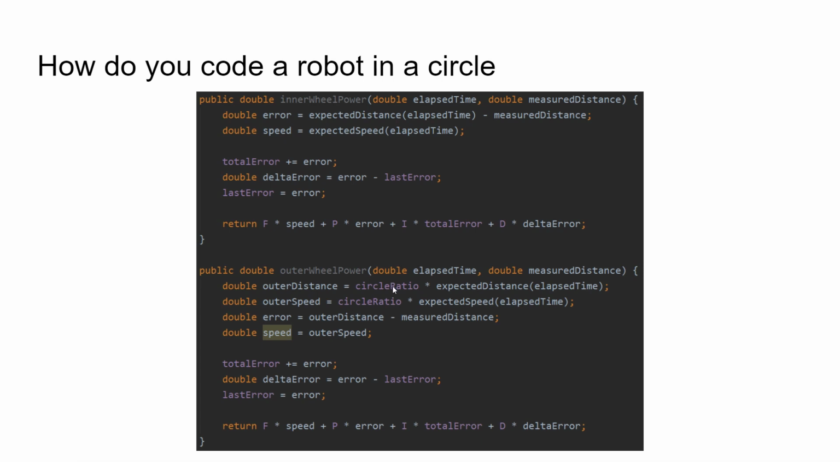That's also a great way to do it. And now we have two power functions. One of them is the power for the inner wheel. One of them is the power for the outer wheel. It's up to you if that's left and right wheel or right and left wheel. It just depends which way you want to go around your circle.